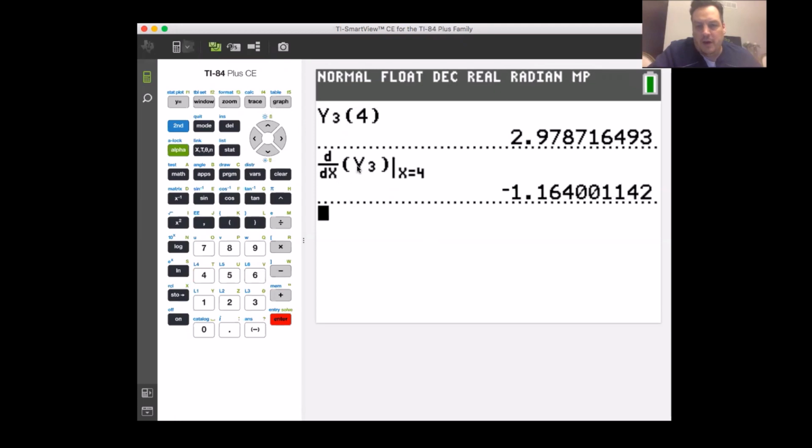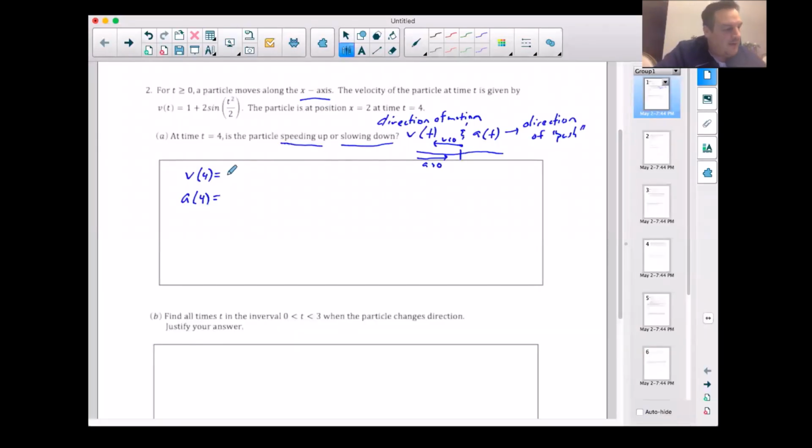So we take the derivative of our velocity equation at 4, and I get negative 1.6400. So going back to our main screen, we're going to now write those down for the AP exam. I think our V of 4 was about 2.9787. There's a decimal point there. And our A of 4 was negative 1.6400-ish. And notice our velocity is positive and our acceleration is negative.